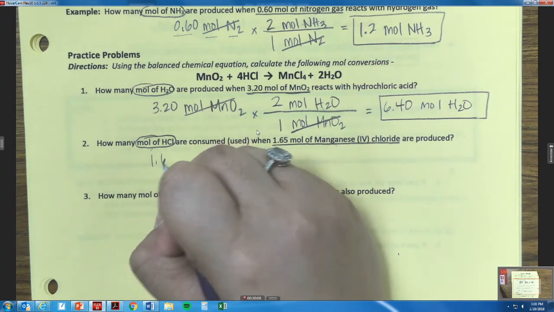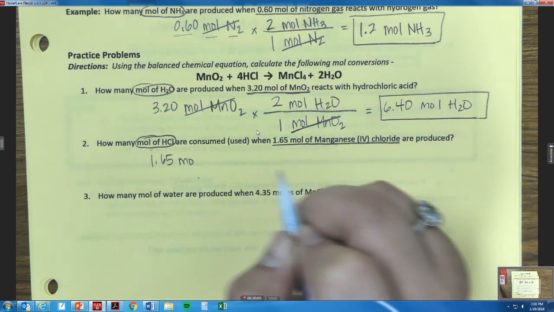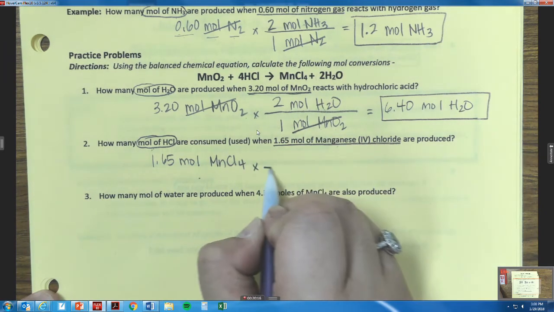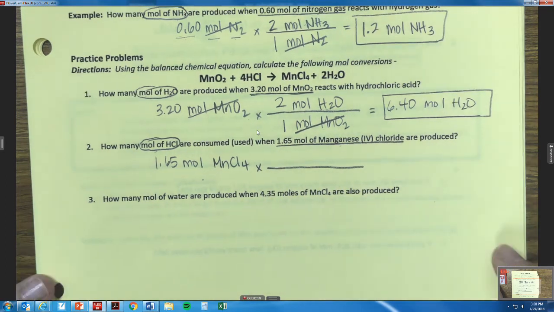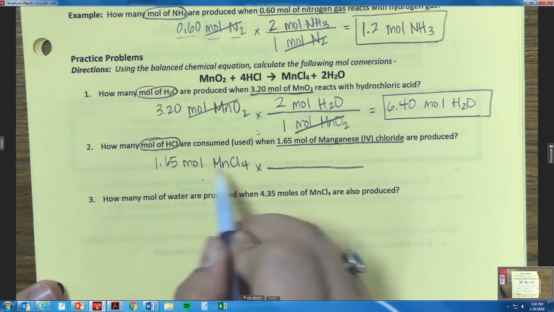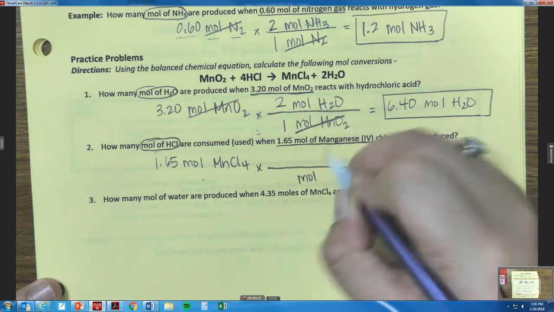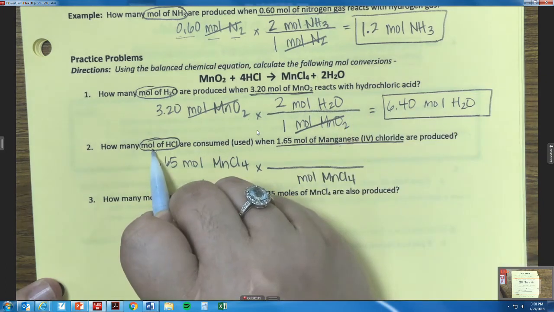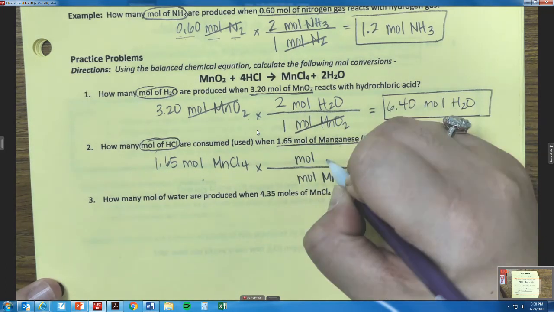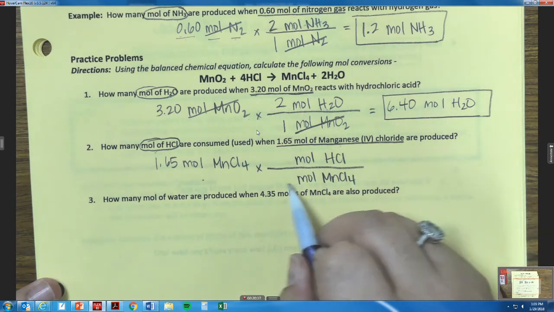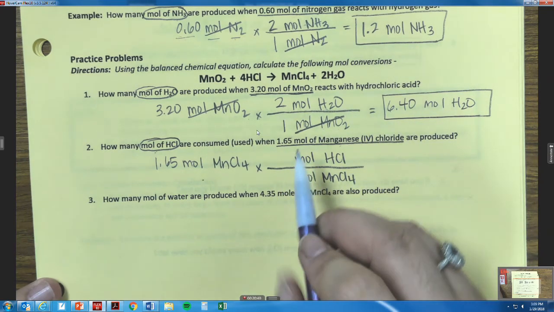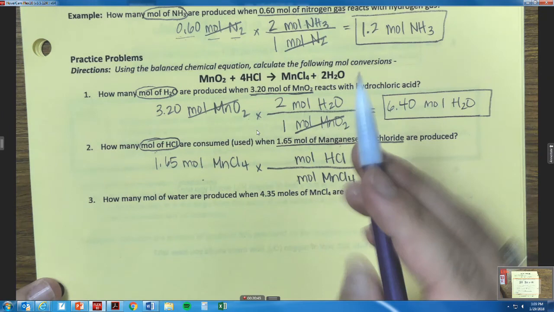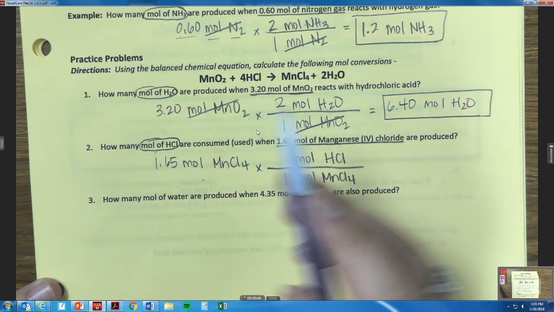So 1.65 moles of MnCl4, multiplied by our conversion factor, which is our coefficient ratio. If this is moles of MnCl4, then on the bottom should be moles of MnCl4. What we're trying to find is moles of hydrochloric acid, so HCl. And then again, to find our coefficients, we have to look at our balanced equation. So MnCl4 has a coefficient of 1. Hydrochloric acid has 4.